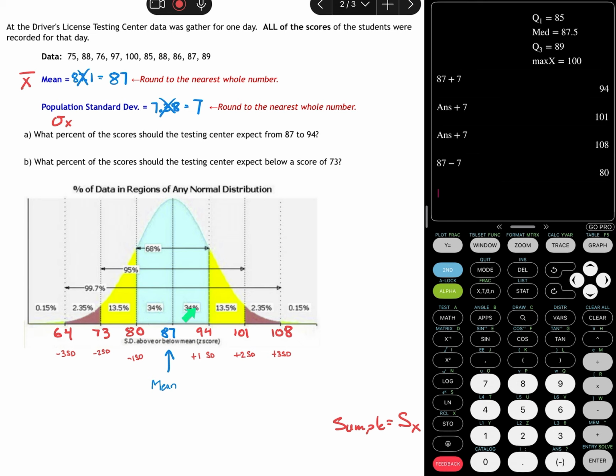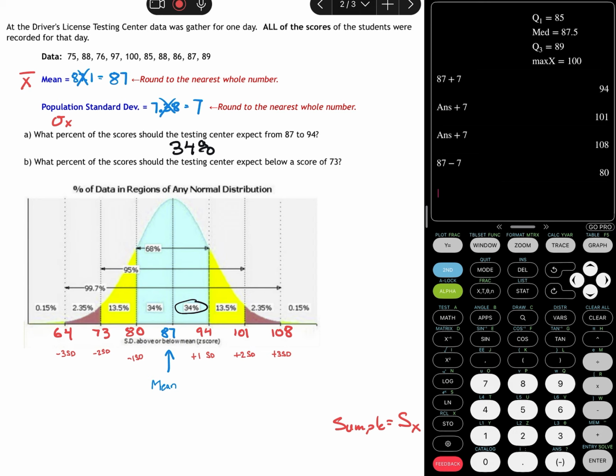All of these percentages that you see are how many of the population are going to be between these two values. So what percent of the scores should the testing center expect from 87 to 94? They should expect 34%. So this should be 34% that they expect to occur between 87 and 94, because you can see that right there, 87 to 94.